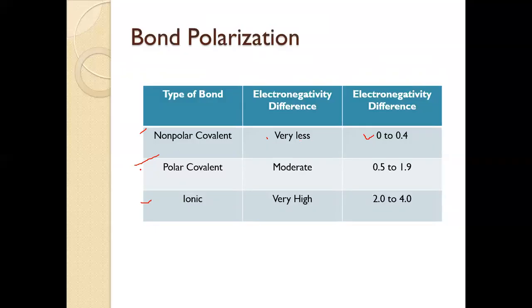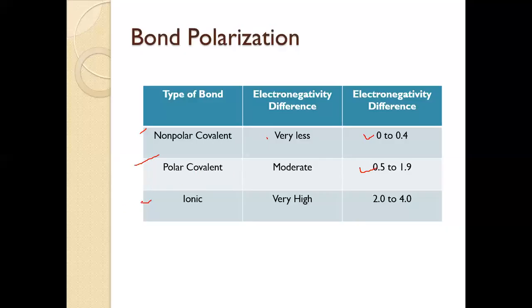The electronegativity range for the non-polar covalent bond is 0 to 0.4. The second type of bond is the polar covalent bond. Here in the polar covalent bond, the electronegativity difference is moderate. What is the range of electronegativity difference for a polar covalent bond? It is from 0.5 to 1.9. When the electronegativity difference is from 0.5 to 1.9, at that time we say that the bond is a polar covalent bond.